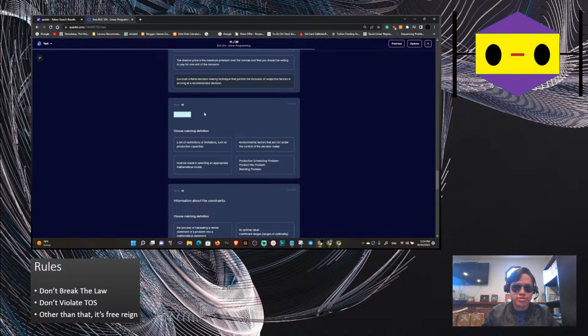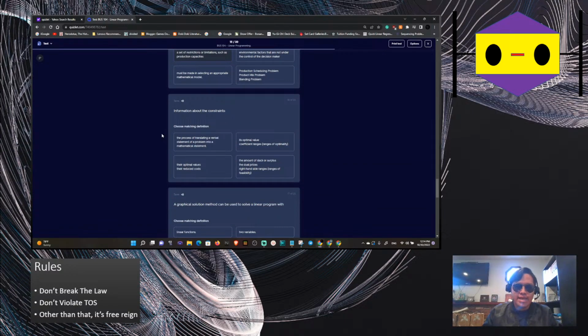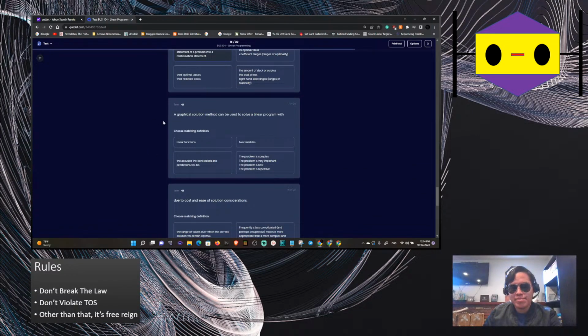Constraints. What's the definition of constraints? It's a set of restrictions or limitations such as production capacities. Correct? A, information about the constraints. Well, it's the process of translating a verbal statement of a problem into a mathematical statement. Correct? Graphical solution method can be used to solve a linear program with.